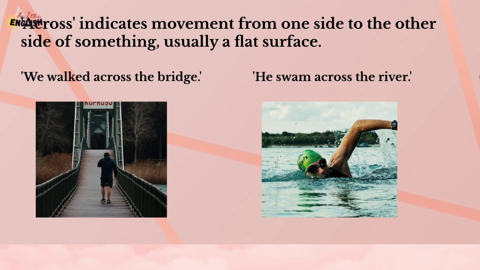Another example is he swam across the river. Here the preposition across indicates the movement from one side of the river to the other side. It describes how he navigated through the water while swimming from the starting point on one bank of the river to the destination on the opposite bank, covering the width of the river in the process.